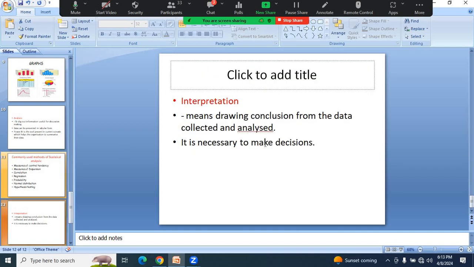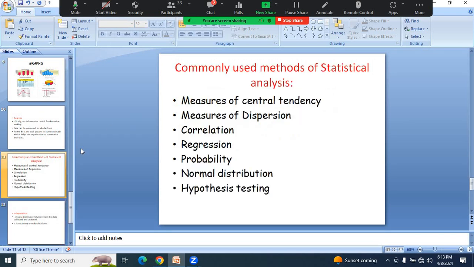At last we have interpretation. Analysis is done, conclusion is done. Then we have interpretation. Yes, I need to interpret my data, I need to mold my data for the upcoming time. Okay, so this was just an introduction to statistics. Now I will start with the first topic, that is measures of central tendency.